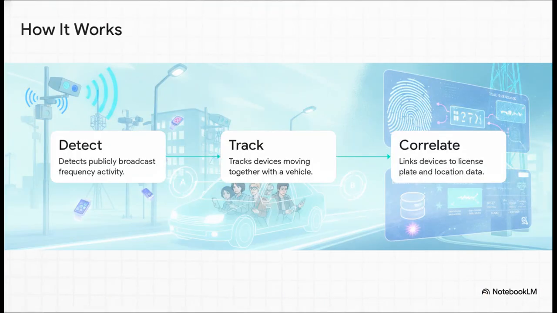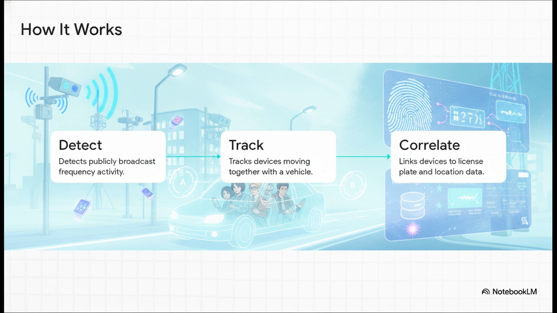Here is how it actually works, broken down into 3 steps. Step 1. Sensors detect publicly broadcast frequency activity. Step 2, and this is where the math is just brilliant. It tracks devices that consistently move together. Think about the physics of co-travel.